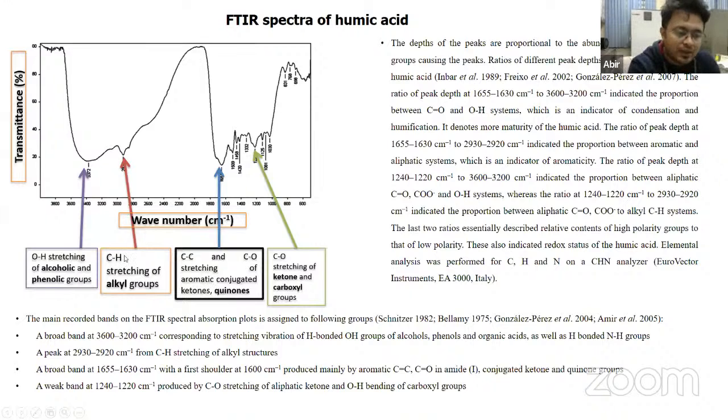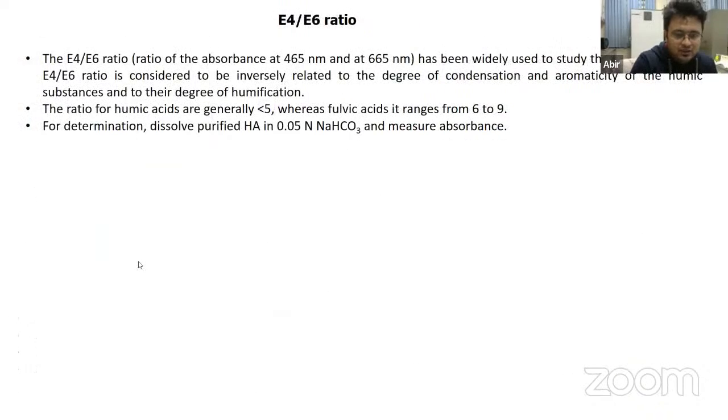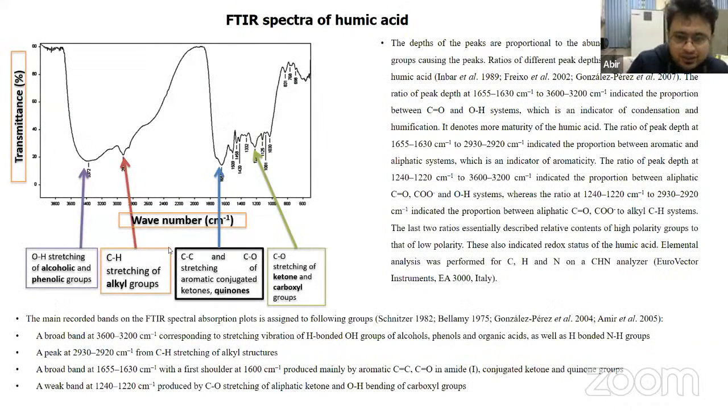If a maximum amount of alkyl structure is there, then we can also say this humic acid is of lesser age. It is not very mature humic acid, and it can supply more nutrients to our soils. So these kinds of things we can say about the humic acid just by studying its FTIR spectra. And then we can also take out different ratios from this spectra.